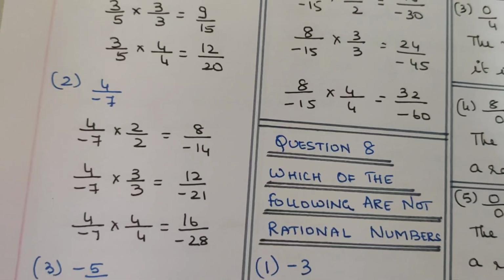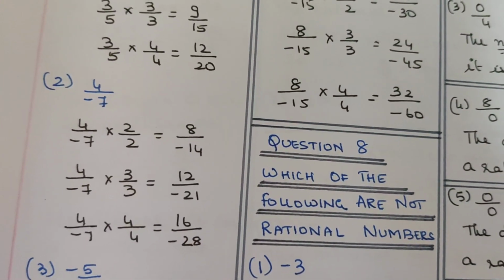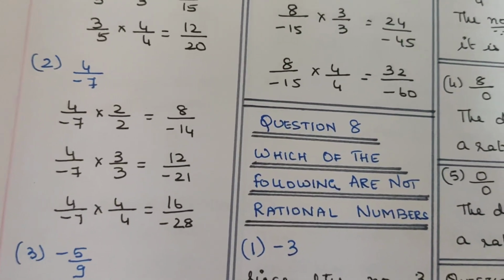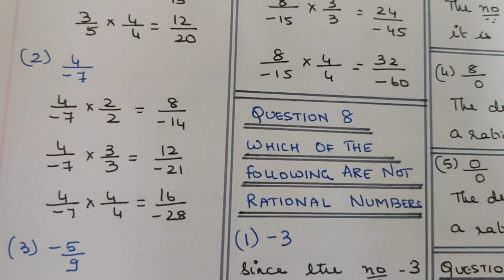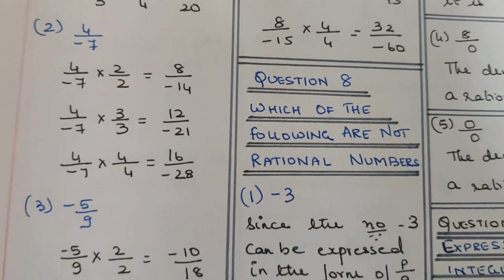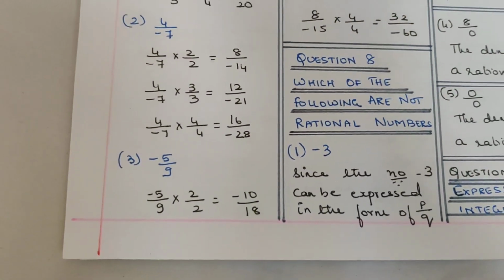The next one is 4 by minus 7. So 4 by minus 7 into 2 by 2 is equal to 8 by minus 14. 4 by minus 7 into 3 by 3 is 12 by minus 21. 4 by minus 7 into 4 by 4 is equal to 16 by minus 28.